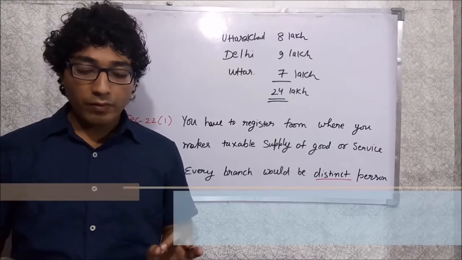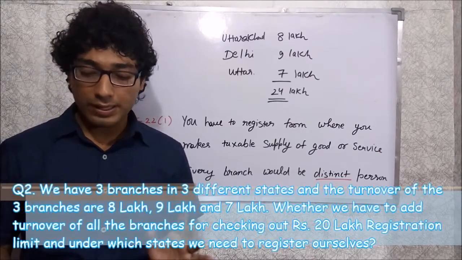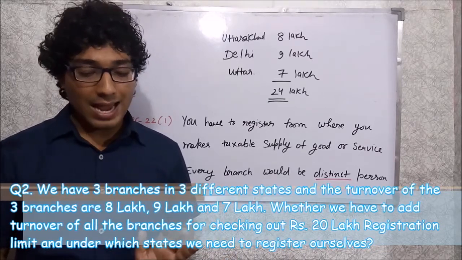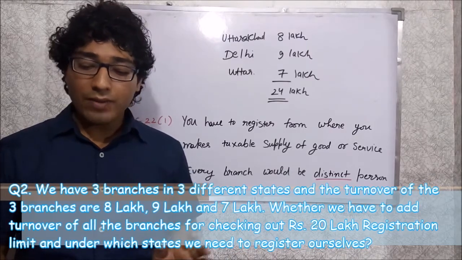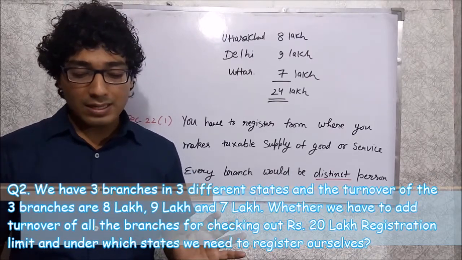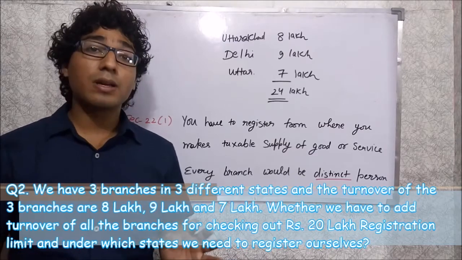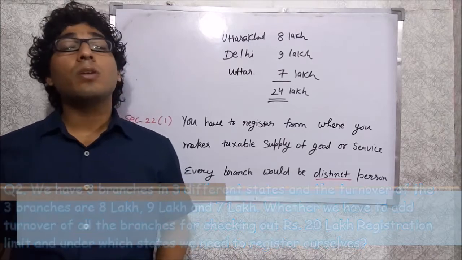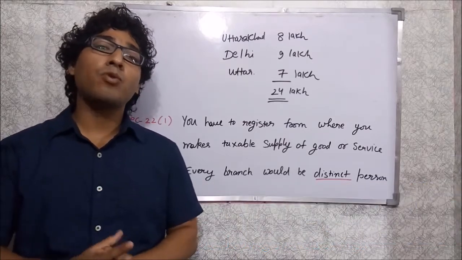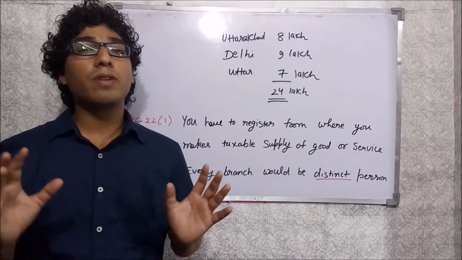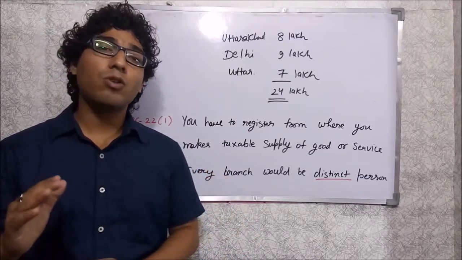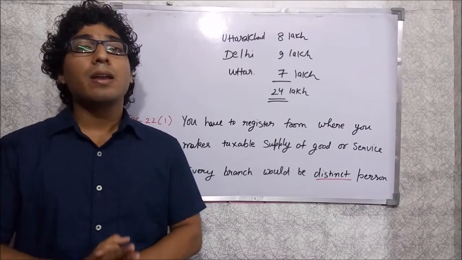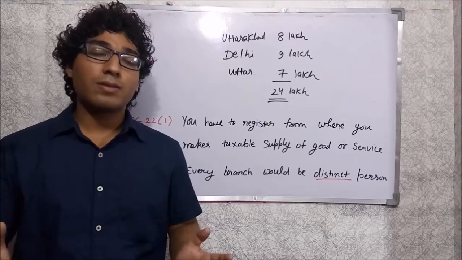The question is, we have 3 branches in 3 different states, and the turnover of the 3 branches is 8 lakh, 9 lakh and 7 lakh. Whether we have to add the turnover of all the branches for checking the 20 lakh rupees registration limit, and under which states we need to register ourselves. So the person wants to know whether we have to add up the turnover of all 3 different states to check the 20 lakh rupees threshold turnover limit, which is prescribed under section 22, and in which state we need to register ourselves.